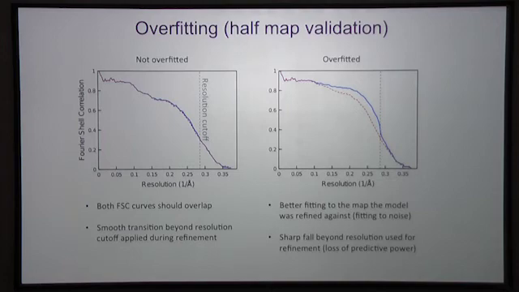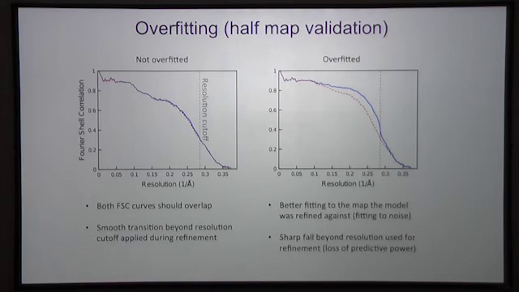Now, if there's no overfitting, if you've not modeled noise, and noise will be different in both of the half maps, these FSC curves should overlap. And also, they should maintain predictive power. So beyond the resolution cutoff that you use during refinement, there should be a nice gentle slope down to near zero.